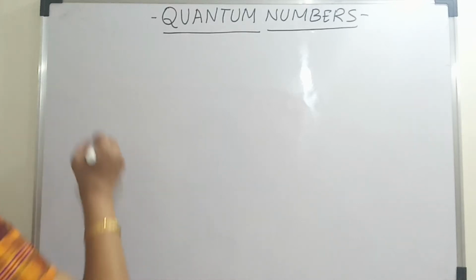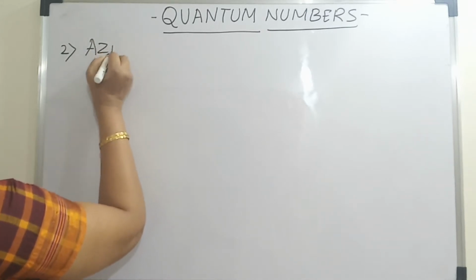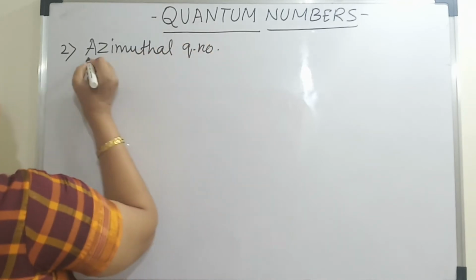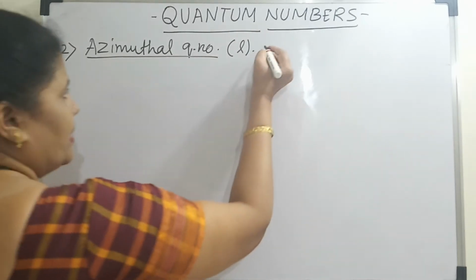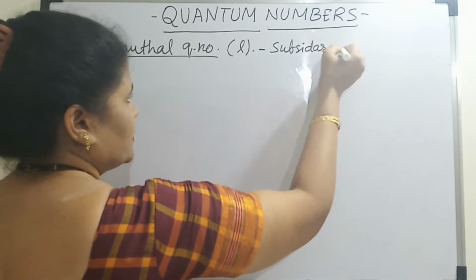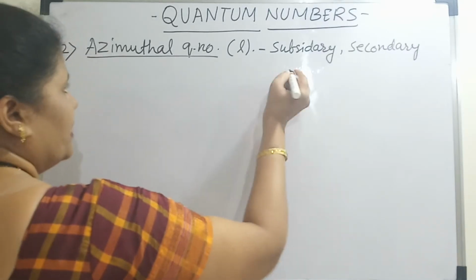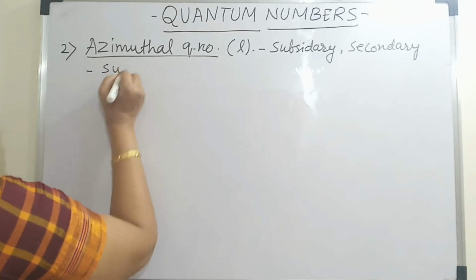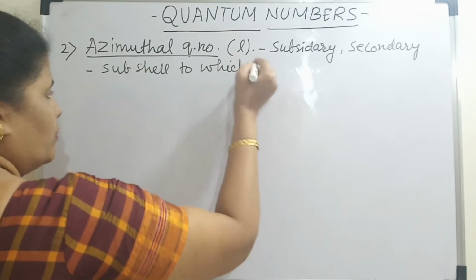In this video, we will see the second quantum number, and that is azimuthal quantum number. This azimuthal quantum number is represented by small l. This quantum number is also called the subsidiary or secondary quantum number. What this azimuthal quantum number gives you is the subshell to which the electron belongs.